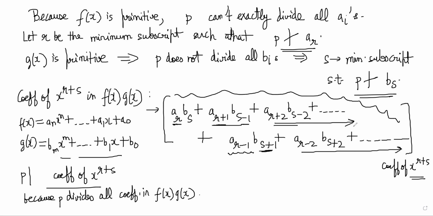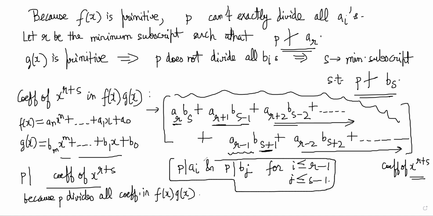We know that, right? Now, we also know that p divides a_i and p divides b_j for i less than or equal to r minus 1 and j less than or equal to s minus 1. Think about this for a moment. How do we know this? We know that r is the minimum subscript such that p does not divide a_r. So any subscript below r, p will divide that coefficient, right? So we are saying p divides a_i for any subscript below r, so less than or equal to r minus 1.